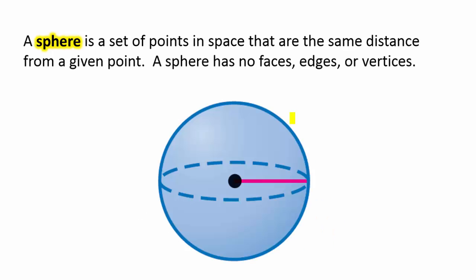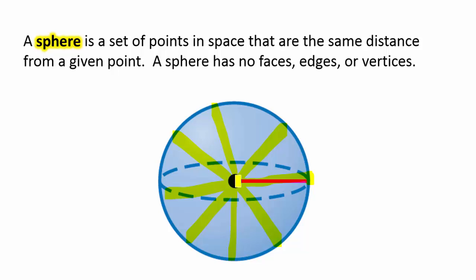And then lastly, a sphere is a set of points in space that are the same distance from a given point. A sphere has no faces, edges, or vertices. So the quickest and easiest way I can probably explain a sphere to you is that you have a point here, and then any point on the outside of this sphere is going to be a certain distance. And all of the points, I'm just going to keep drawing, all of the points the same distance away from that one main point, they're all going to create what's called a sphere.